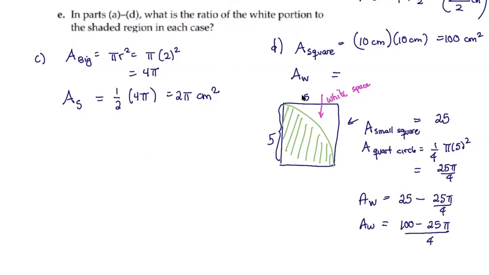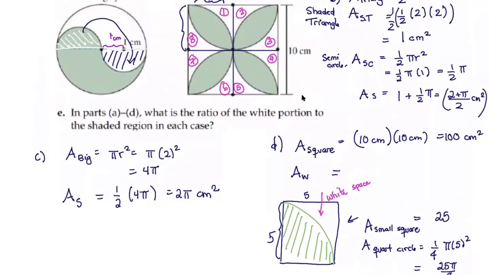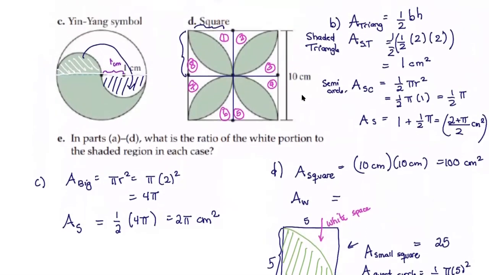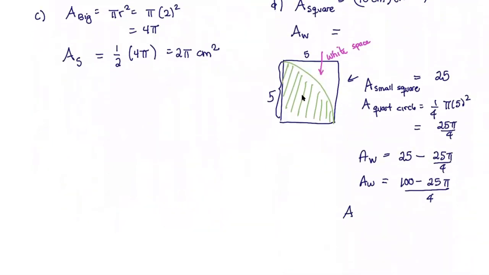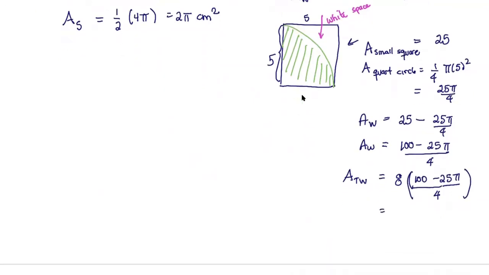Well, how many white spaces did we say there were? Looking at how we counted this, we said that there are 8 white spaces altogether. And so the total white space, let's call this ATW, is going to equal 8 times 100 minus 25 pi all over 4, which when I multiply this out will give me 200 minus 50 pi centimeters squared. And that's the total white space. That's all of the white space in this region.